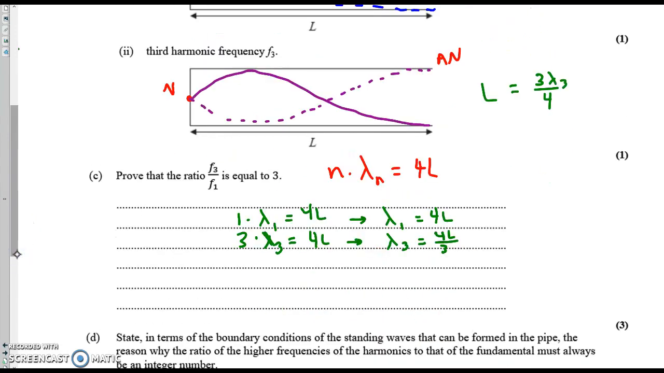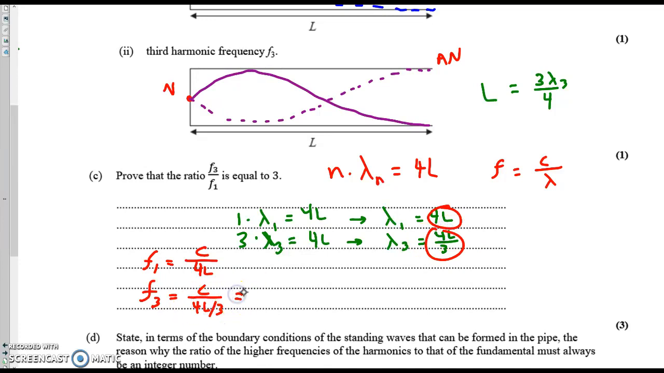So how do we take these lambdas and convert them into frequencies? We have to use the wave speed equation. C equals F lambda. Dividing both sides by lambda gives us frequency equals C over lambda. So F1 is C over lambda 1, which is C over 4L. F3 is C over lambda 3, which is C over 4L over 3. The 3 down low is a double denominator, or we're dividing by a fraction, and it comes into the numerator if we work out the math.